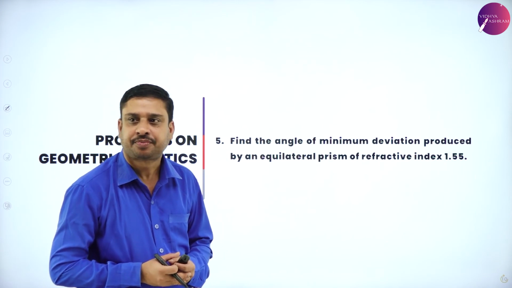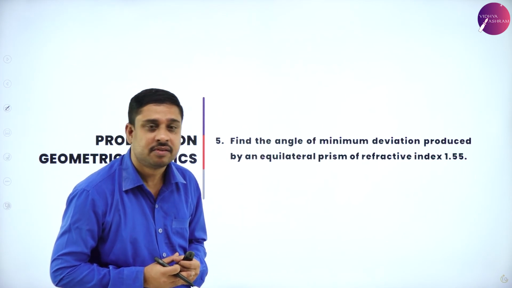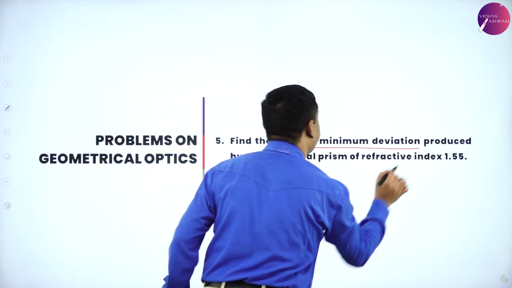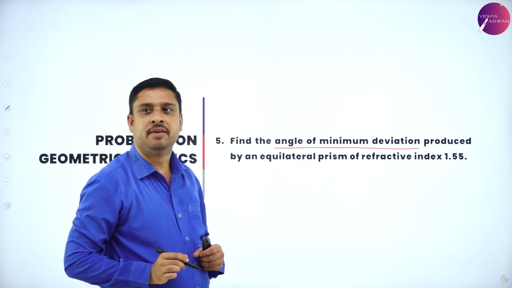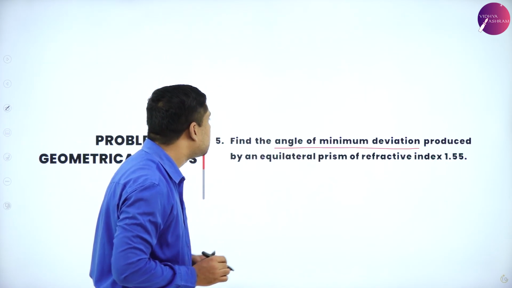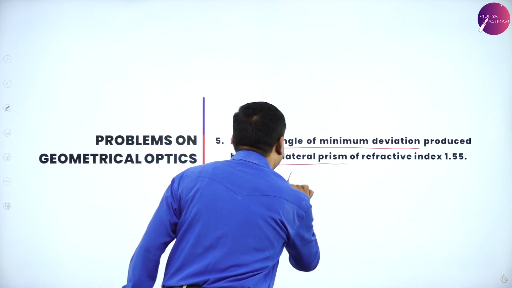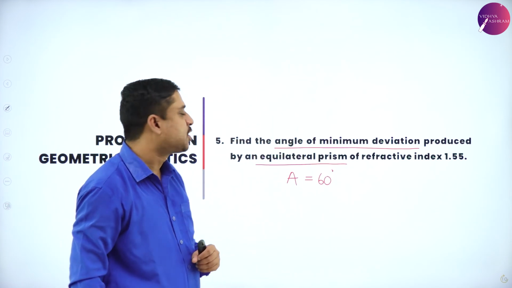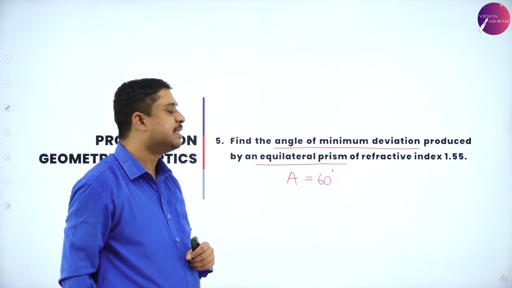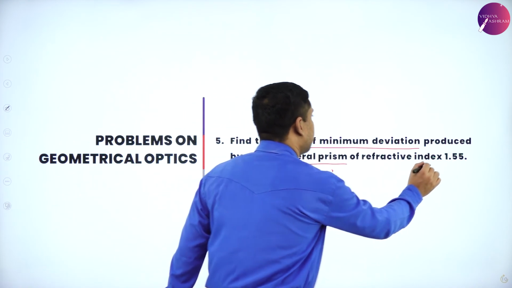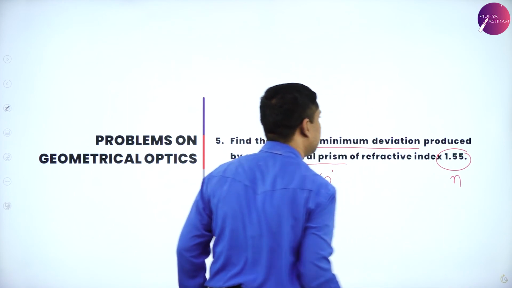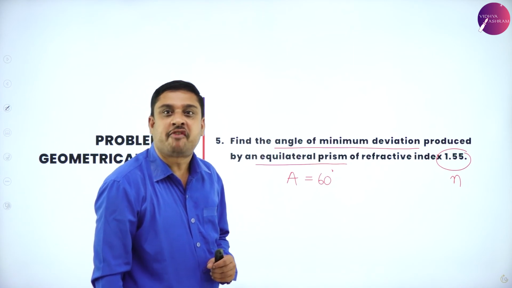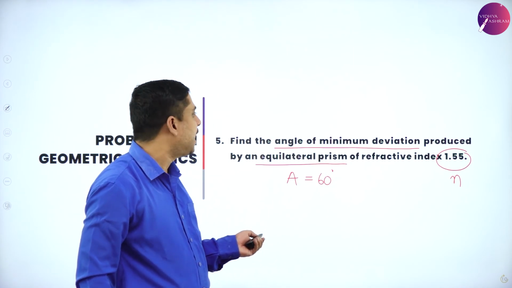The next one. This is asked for 5 marks. Find the angle of minimum deviation produced by an equilateral prism. The moment you say equilateral prism, A is 60 degrees, whose refractive index is 1.55. Now, angle of minimum deviation has to be calculated.